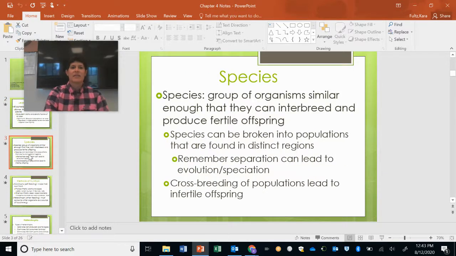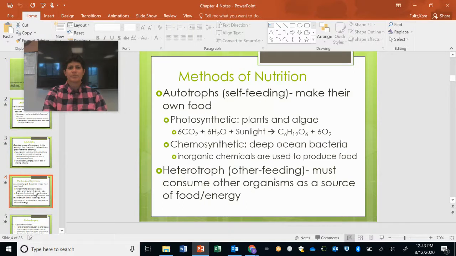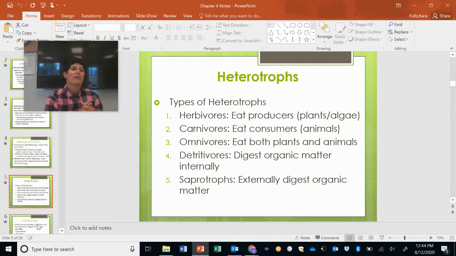Okay. The next thing that we really want to know is the types of methods that are used to get nutrition. I can either be self-feeding, which we call an autotroph, or I can be other feeding, which is known as a heterotroph. Autotrophs, we typically have 2 types: photosynthetic and chemosynthetic. So am I making my food from light, or am I making my food from chemicals? This is the difference between plants on land and, let's say, little bacteria living at the bottom of deep sea vents.